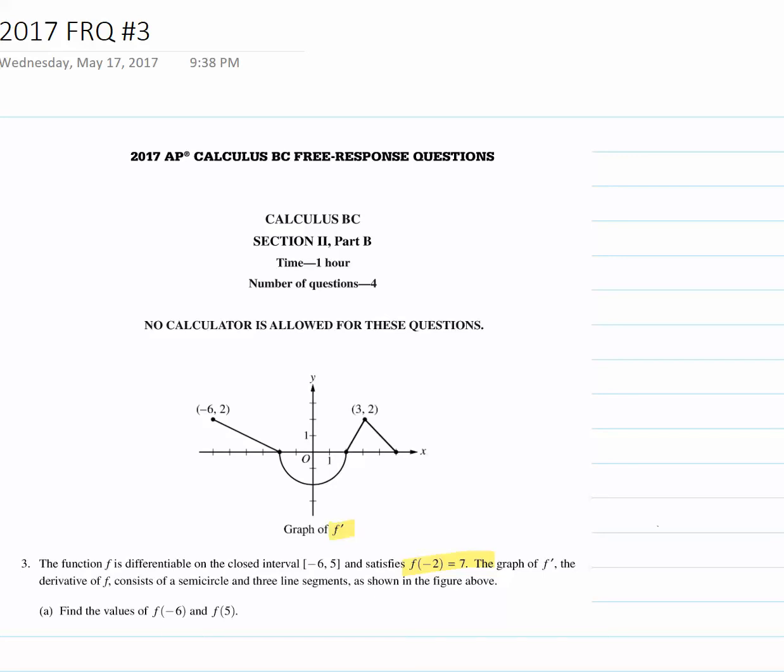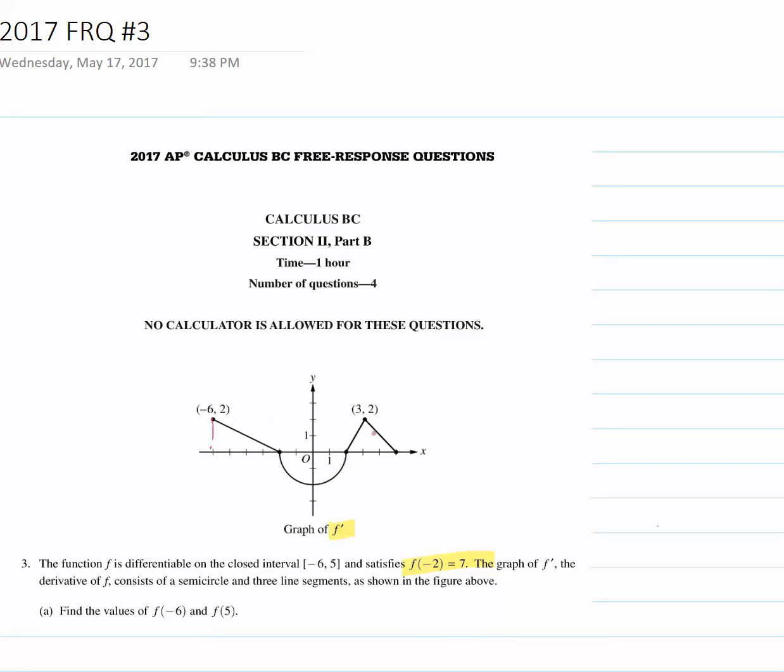So before we do any of the following questions, I'd like to first find the area under the curve, because the area under f prime of x would help us get the other values on the function f graph.